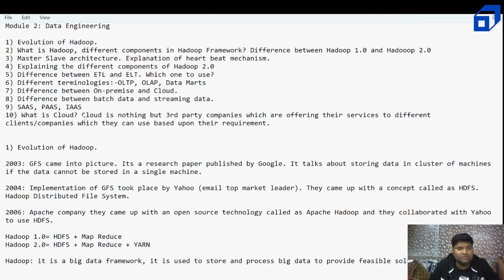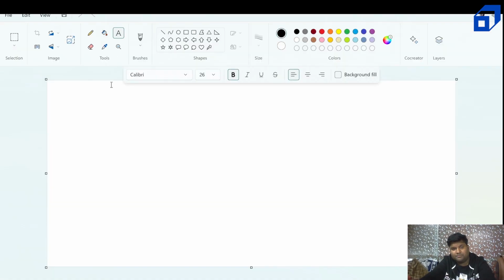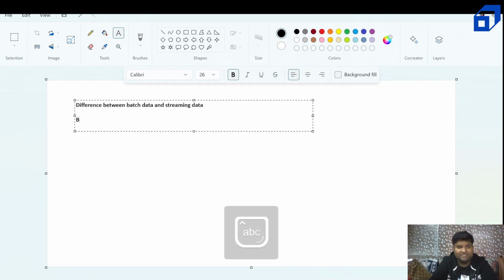I have answered question number 10. Let's go to question number 8, difference between batch data and streaming data. So what is batch data? So data warehouse.